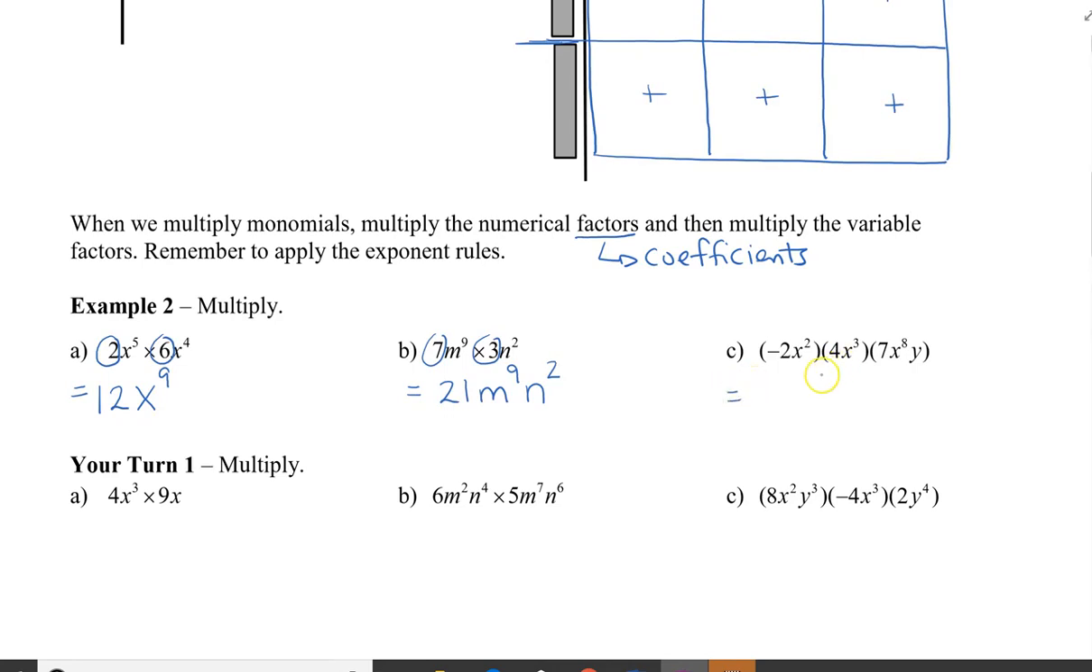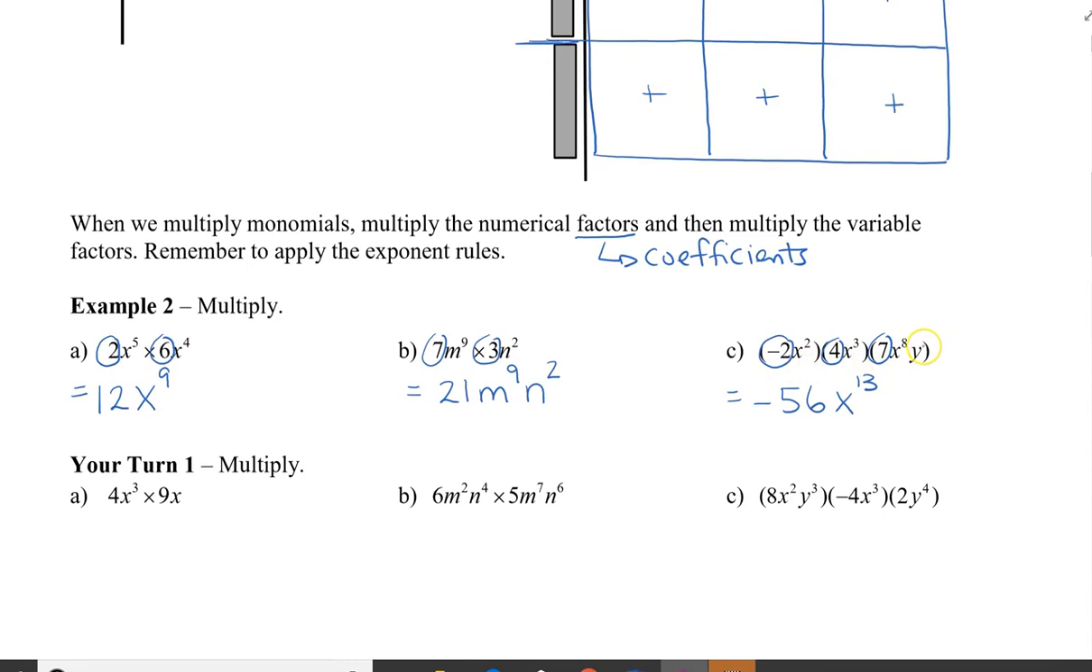All right, let's take a look at this last one where we have 3 monomials. So same as before, we multiply all of our coefficients together. So we have negative 2 times 4 times 7, which is negative 56. And then we have x squared, x cubed, and x to the 8. So we're going to add up all of these exponents. So we have 2 plus 3 plus 8.